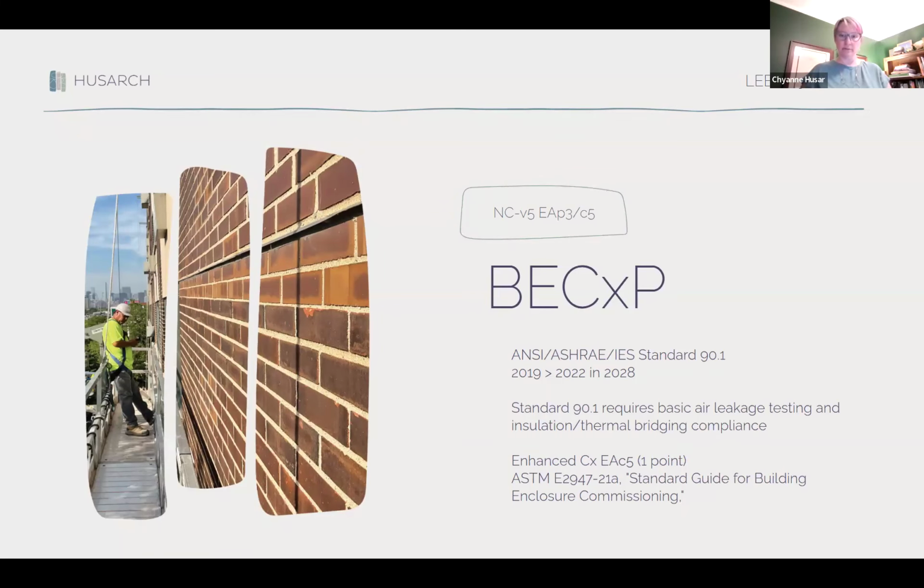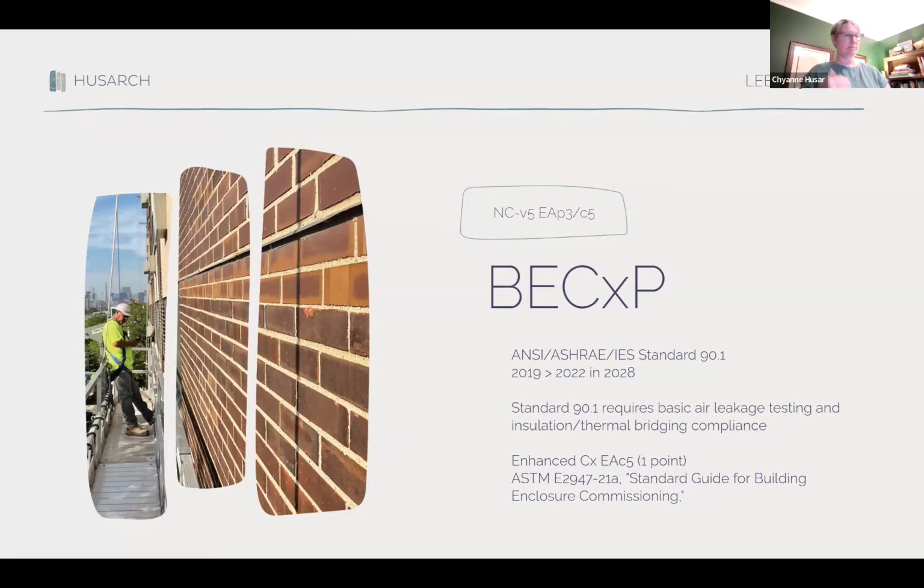If you submit your project before 2028, it'll be version 2019. After 2028, they're going to go to version 2022. I know that's a lot of years. I can't believe 2019 is going on eight years ago. But besides that, Standard 90.1 again doesn't require a specific envelope or thorough envelope commissioning requirement, but it does require some of the air leakage tests and some of the thermal bridging and insulation requirements.